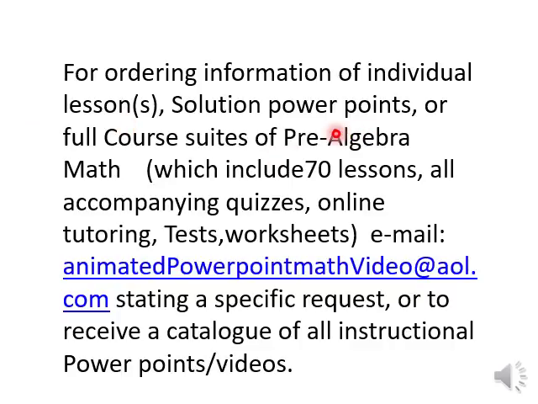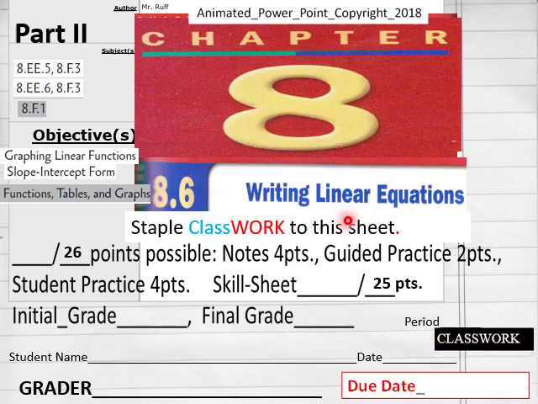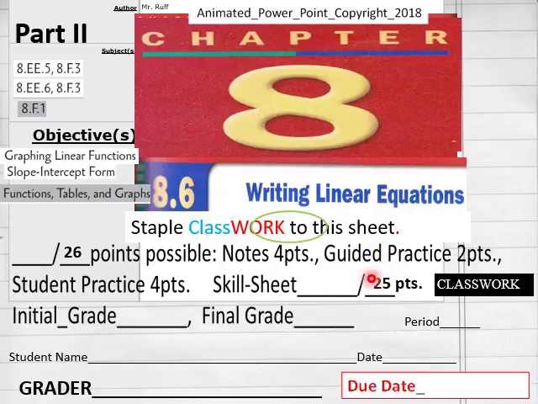Hello everybody, get ready to do lesson 8.6 part 2, pre-algebra, writing linear equations. In this lesson there's 25 points of classwork skill sheet, and we have 0 points for notebook taking. And then there's 26 points of notebook taking, so pull out your notebook.